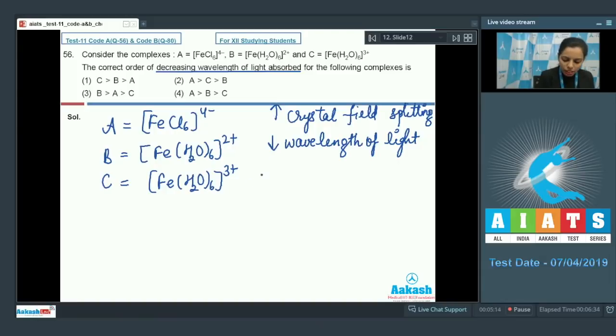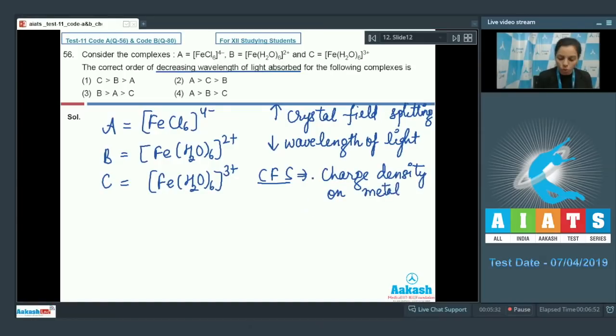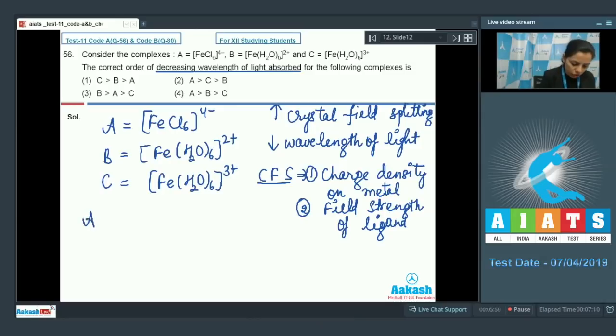Now, if I talk about crystal field splitting, CFS, this depends on the charge density on the central metal we are talking about, as well as on the second thing, field strength of the ligand. Now, in complex A, the central metal ion Fe is the same in all of these, but the charge density is different.